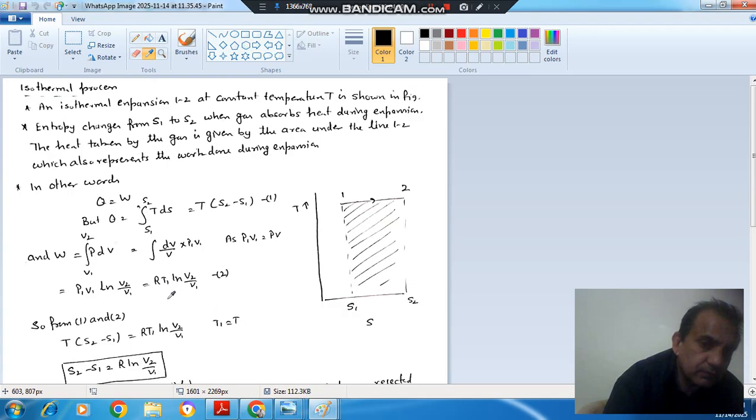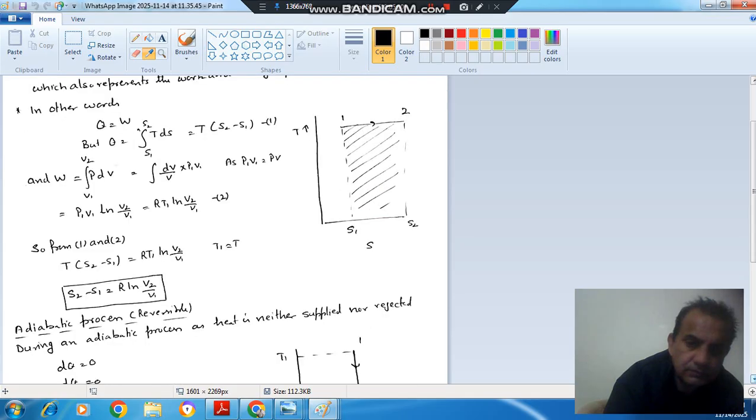Because T1 is equal to T, we can write P1 V1 as RT1, okay. And this is T also here, so T and T1 will cancel out, so S2 minus S1 will be R ln V2 by V1. So this is your entropy change in an isothermal process.